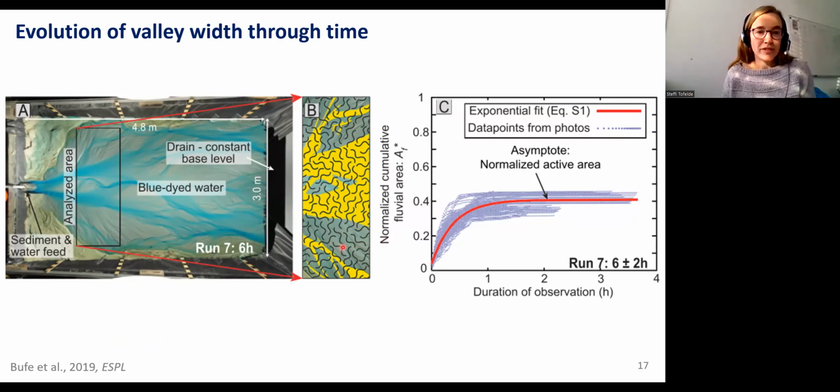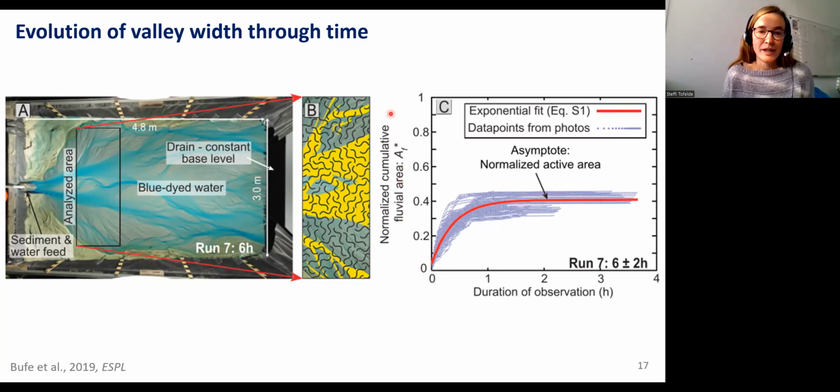And this is an experiment from Aaron Buffe. So we are looking down at the experimental setup from above. And here, this is the upstream end where water and sediment get supplied. And here at the downstream end, the water and sediment can just fall off, basically. And what we see here is the end of the experiment, but what they started with is just a single straight channel, so a narrow valley in a way. And then they tracked with overhead images how this valley actually evolved through time. And this is shown here on the right.